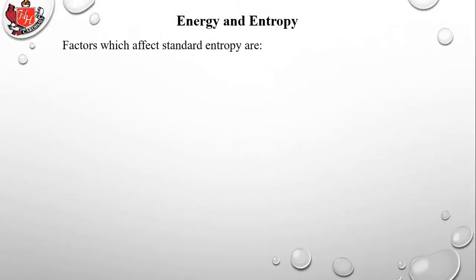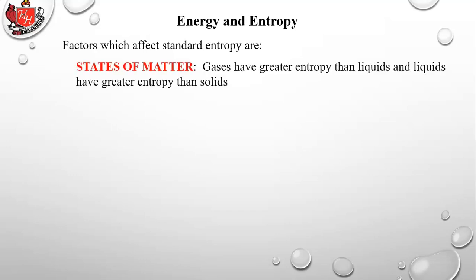Okay, factors which affect standard entropy are: 1. The states of matter. Gases have greater entropy than liquids, and liquids greater entropy than solids. That goes back to the ice example. Ice has more order in its molecules than does gas. So gas would have a greater entropy. The molecules can move around more freely, more disorderly.